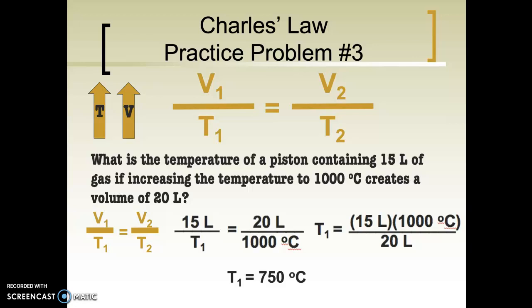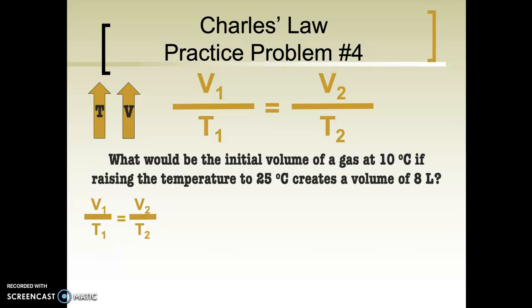Again, if I take 15 divided by 20, I will get 0.75. If I take 750 divided by 1,000, I get 0.75. So the change is proportional. One more problem to work here, and in this case we are finding the initial volume if the temperature is changed from 10 to 25. At 25 degrees the volume is 8 liters. Since our temperature went from 10 to 25, we should expect then our initial volume to be lower than the final of 8 liters. So again, we simply are going to isolate the V1.